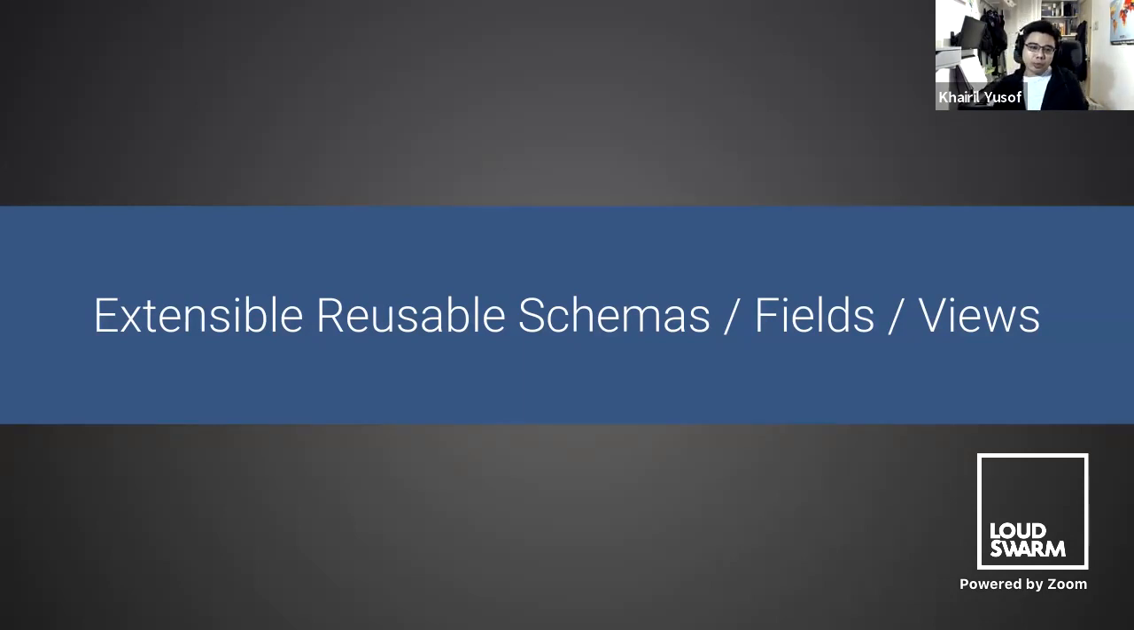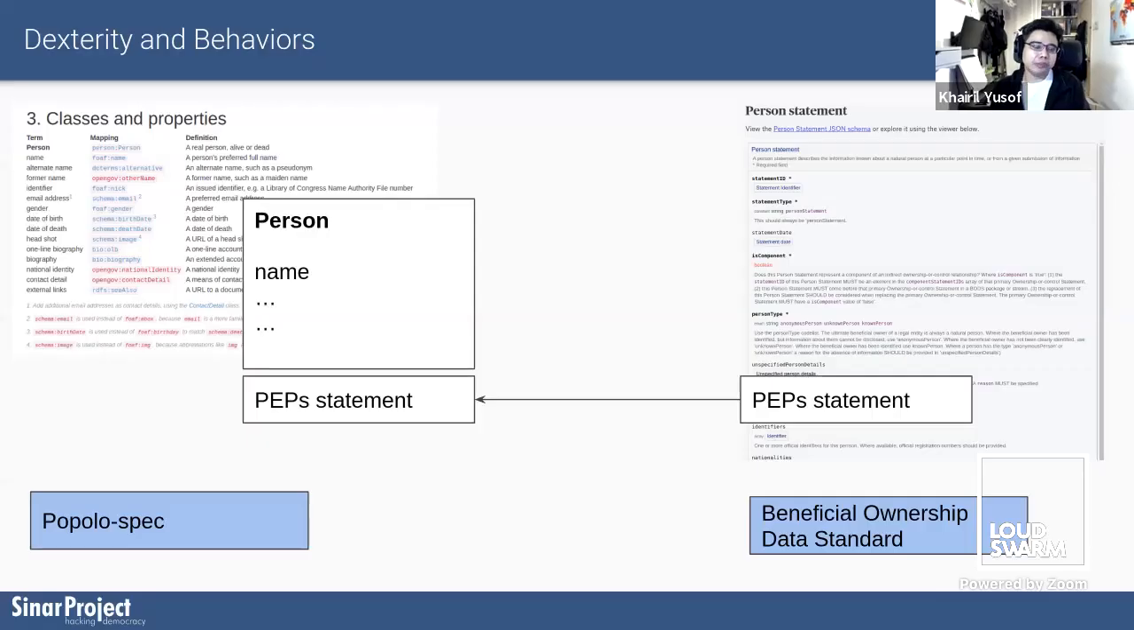Okay, so one of the things about Plone and developing a platform with Plone is that we're able to have extensible, reusable schemas, fields, and views. For that, Dexterity and Dexterity behaviors are extremely powerful for building these sorts of things where you want to extend fields and join up different standards. Doing these sorts of things using strict schemas in a database is quite difficult and problematic.